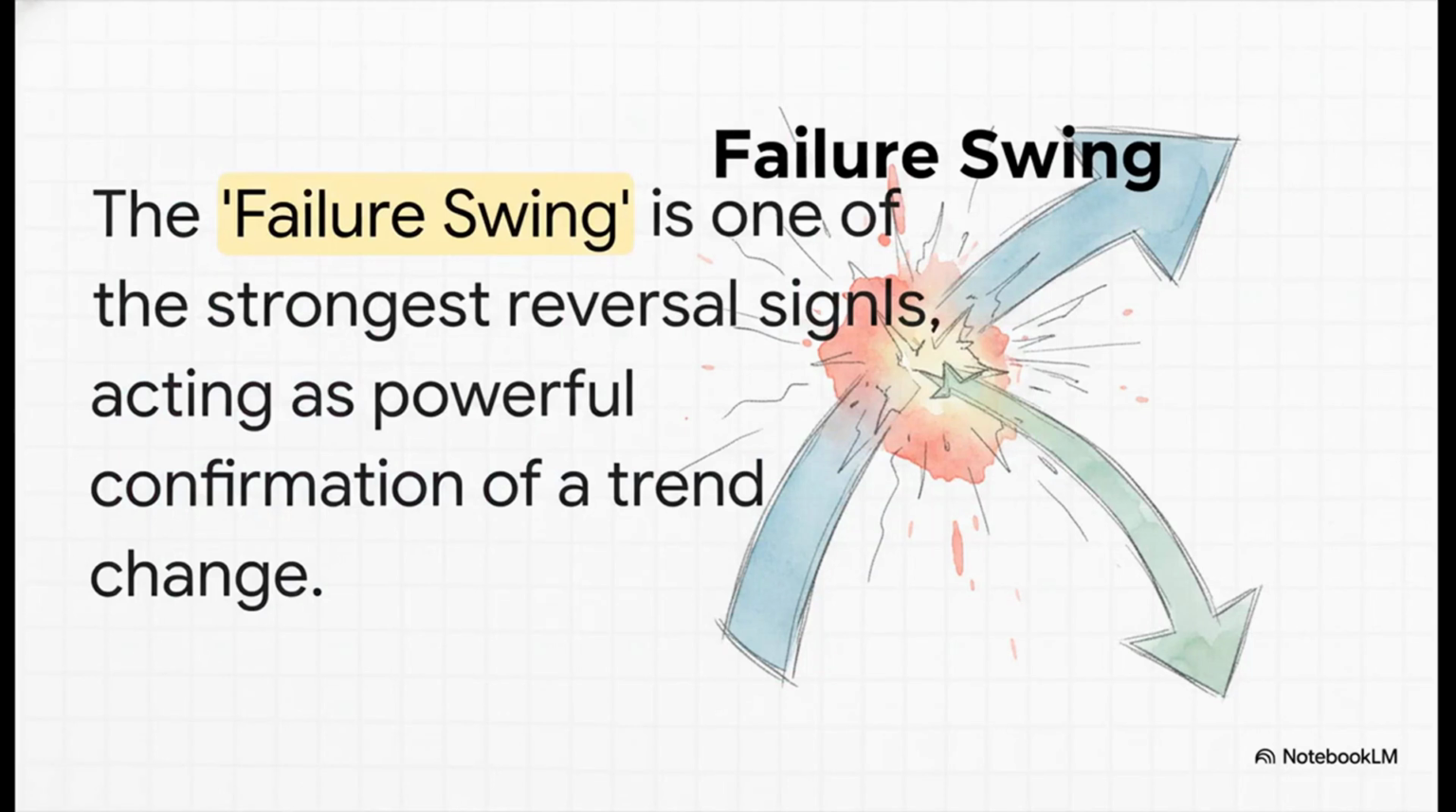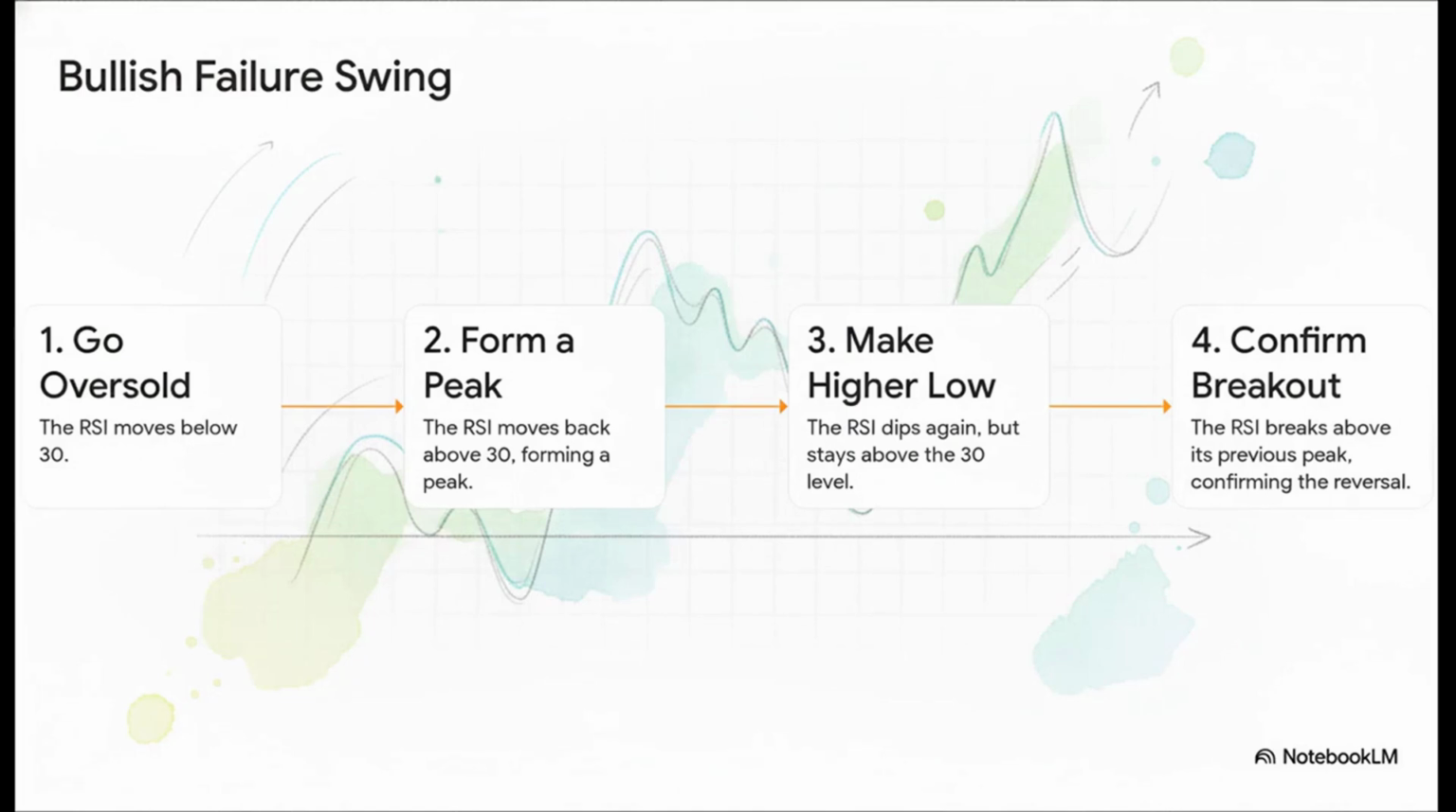And if you like divergence, you're going to love this next one. It's an even stronger confirmation signal called a failure swing. In fact, the guy who invented the RSI thought this was one of the strongest signals of a major trend change, period. Okay, so let me walk you through it step by step for a bullish reversal.